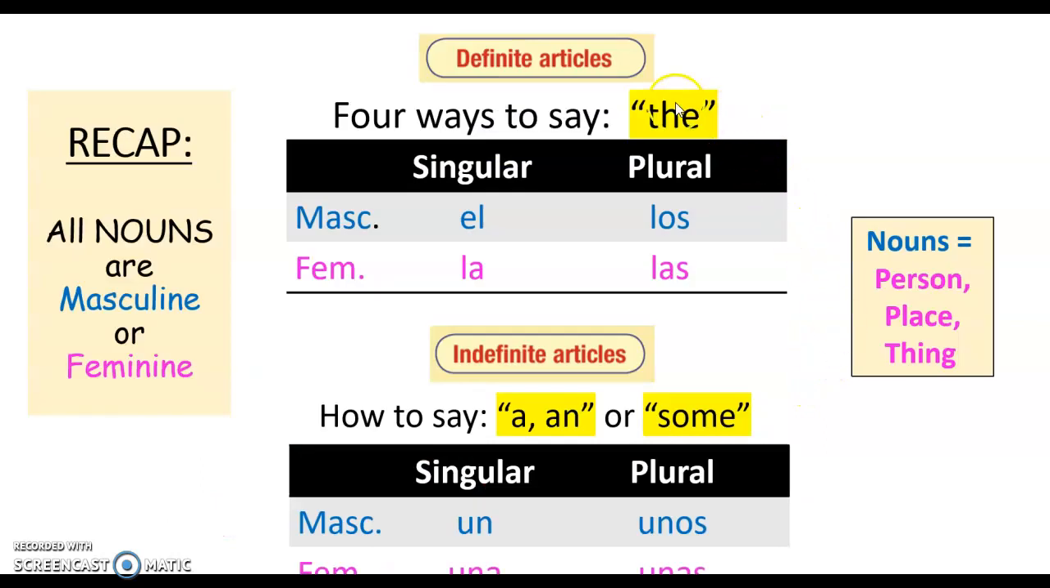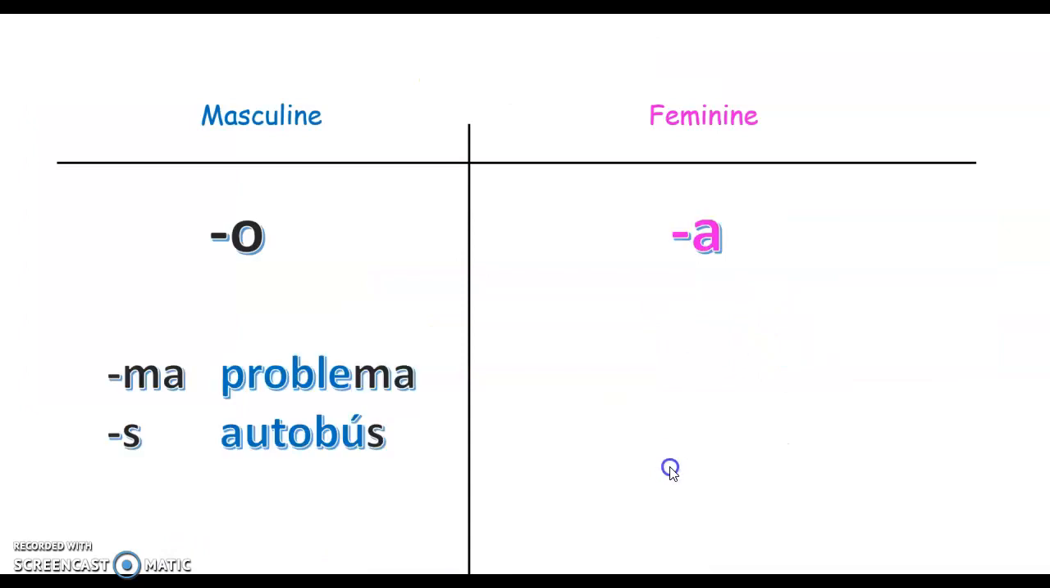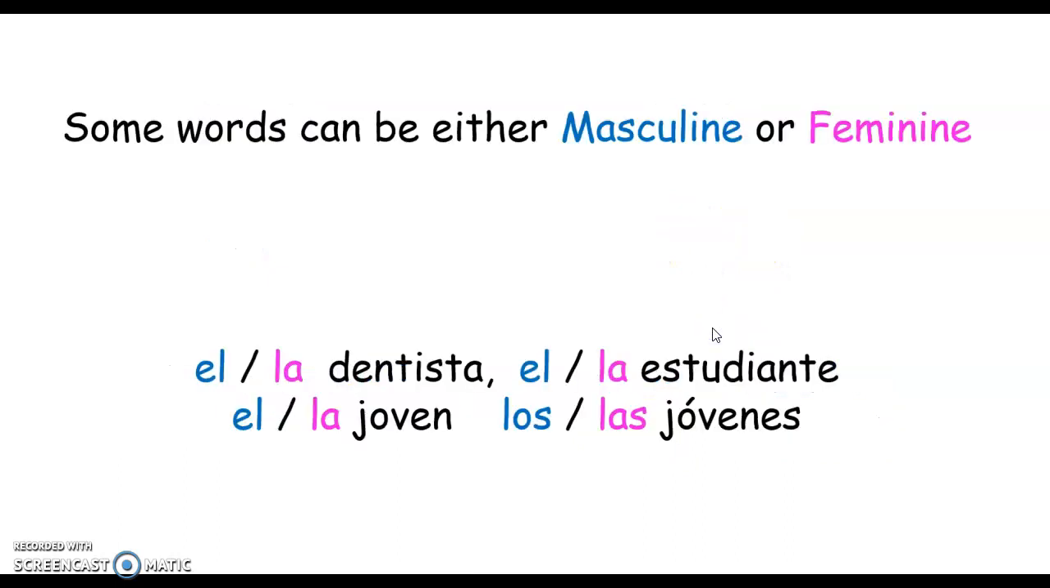So to recap, there are 4 ways to say the in Spanish: el, la, los, and las. And there are 2 ways to say a or an, un and una, and 2 ways to say some, unos and unas. And then there are some that you just have to memorize, like ma and s are both masculine as well as o, and feminine is sion and dad. Some words can be either masculine or feminine, and end in ista or a consonant.